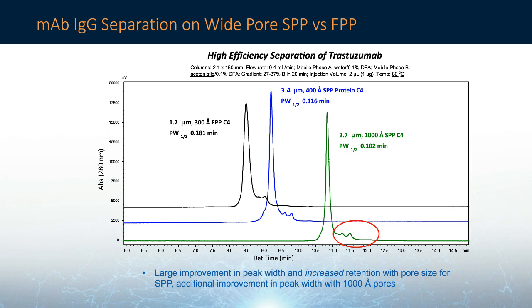Here we're looking at a 300 angstrom separation versus the superficially porous 400 angstrom and 1,000 angstrom in the green trace at the bottom. So not only are we gaining retention on these larger pore size materials, but we're increasing performance in terms of the peak width at half height. And 1,000 angstrom at 0.1 minutes is by far the best in this example.